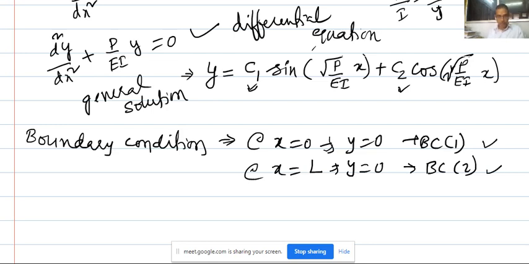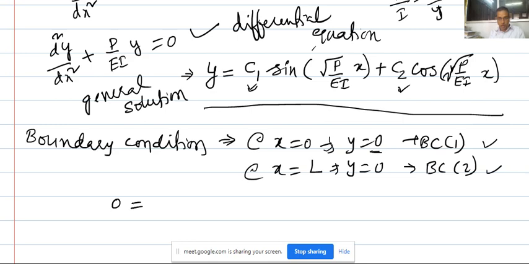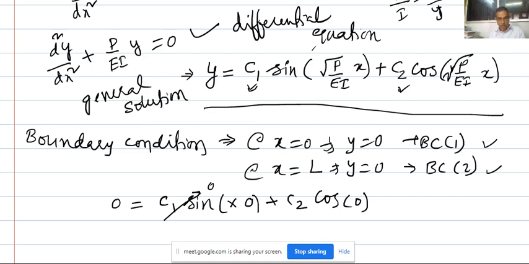Let us apply the first boundary condition. In the assumed solution, at x equal to 0, y becomes 0, so 0 equals C1 sin of root of the coefficient into 0, plus C2 into cos of everything into 0. Sin 0 is 0, so the entire first term is gone, and I am left with 0 equal to C2 into cos 0, which is 1. That means C2 is equal to 0.